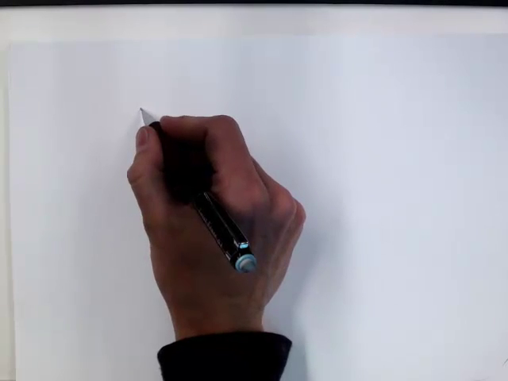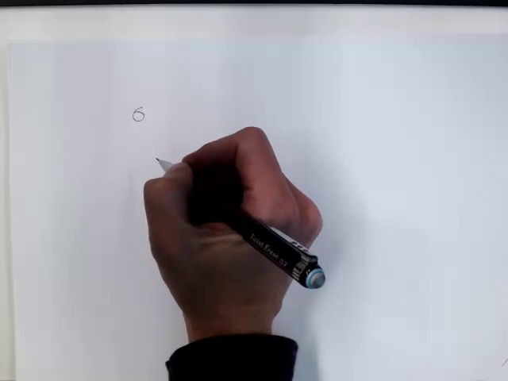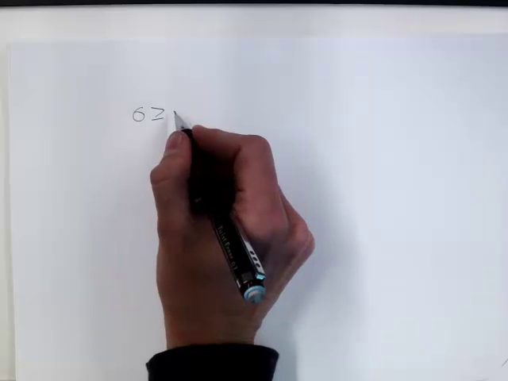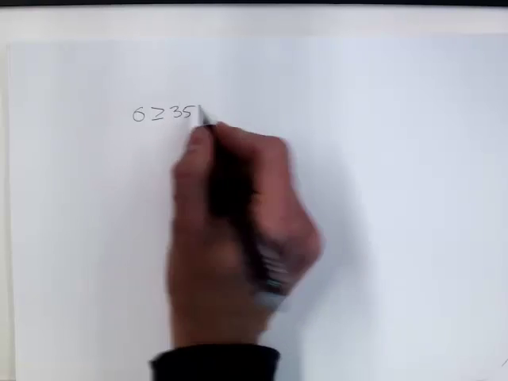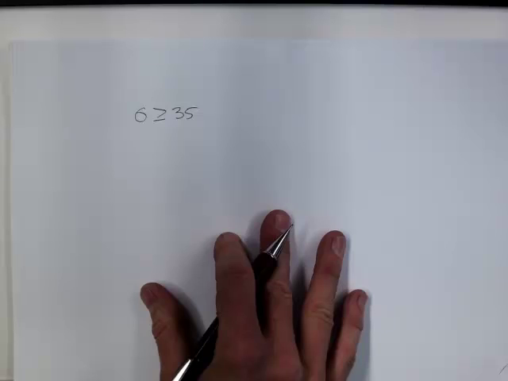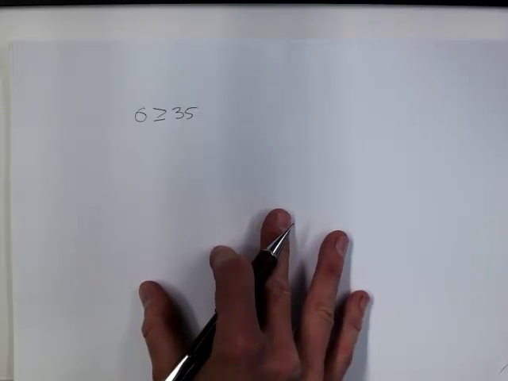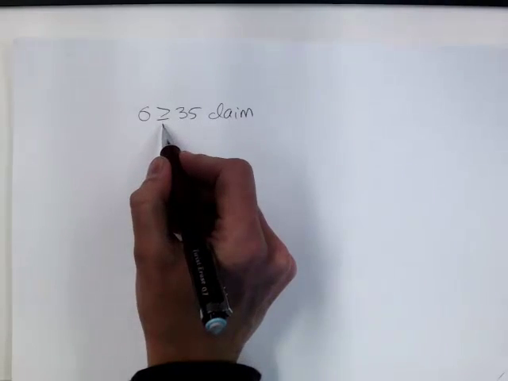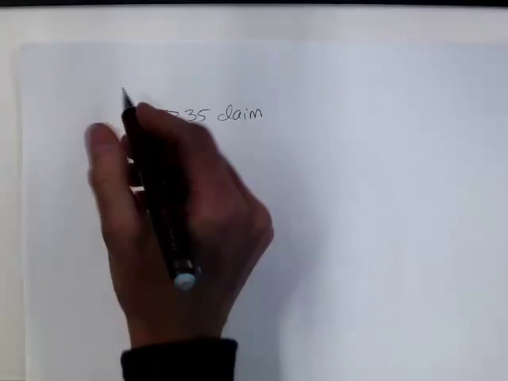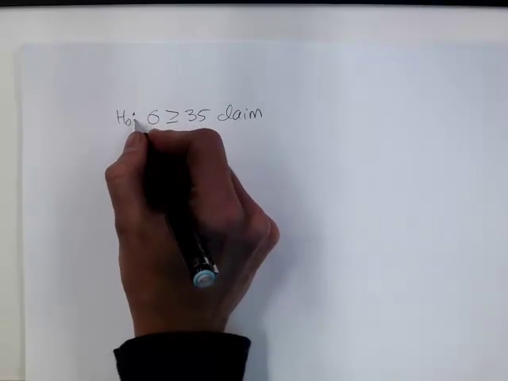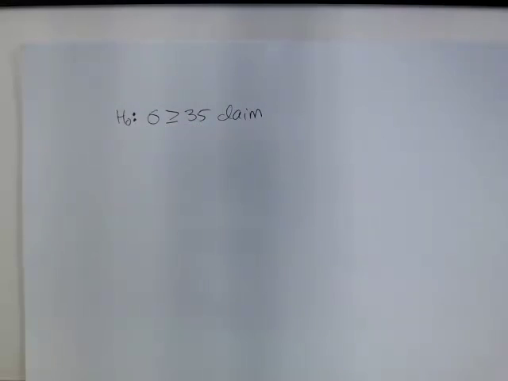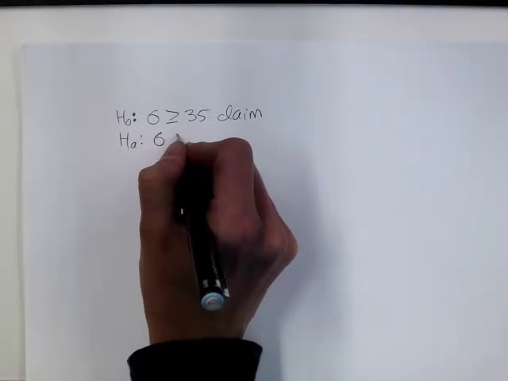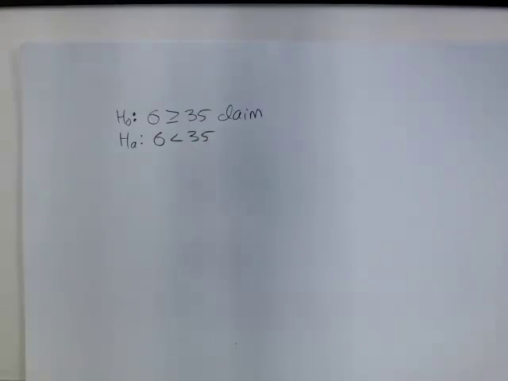So it's going to be sigma is at least, so that's going to be greater than or equal to 35, right? At least 35 is 35 or more. So this is the claim. And because it contains the case of equality, this is going to be the null. So this makes the alternative sigma less than 35.